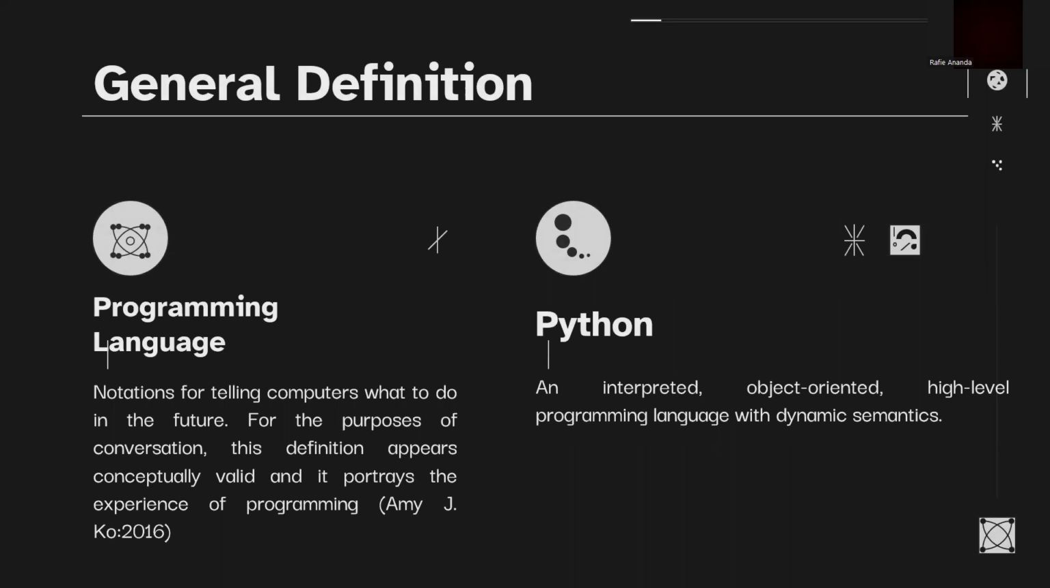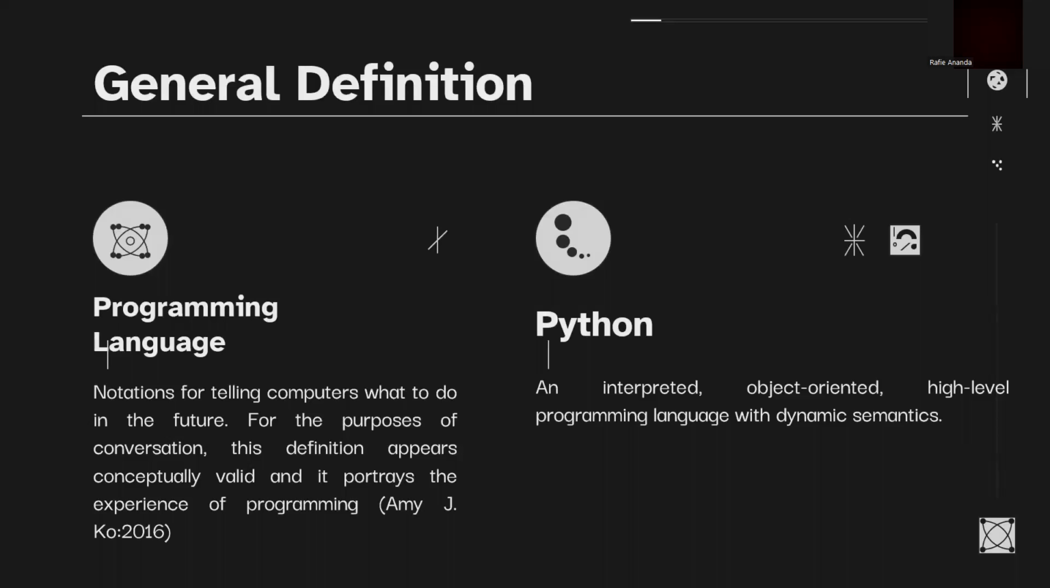General definition. First, I will explain about programming language. It is a notation for telling a computer what to do in the future. For the purpose of conversation, this definition appears conceptually valid and it portrays the experience of programming. MEG Co. 2016. So, in short, a programming language is the command that we give that can be understood by a computer.